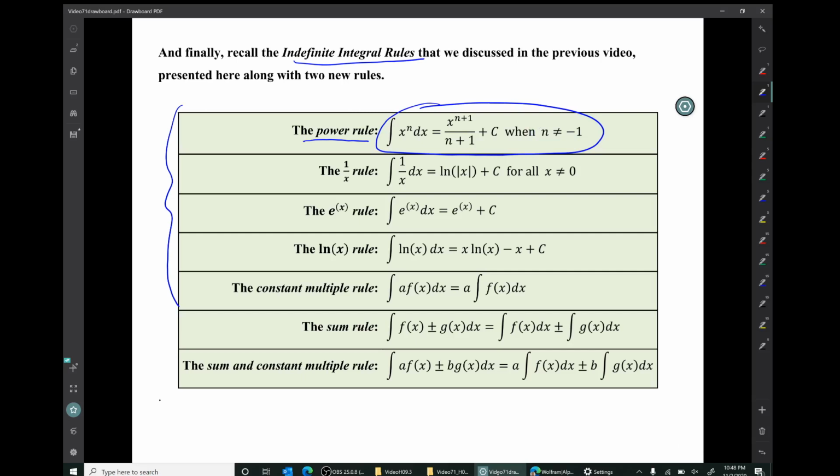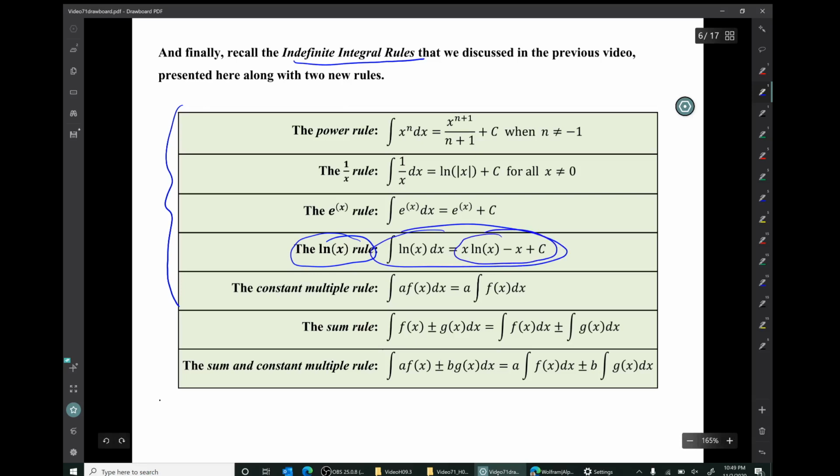In the one case where that power rule does not apply, we have the 1 over x rule. The indefinite integral of 1 over x is not found by using the power rule, it's found by using this rule. The indefinite integral of 1 over x is ln of absolute value of x plus c. We've discussed the e to the x rule. The indefinite integral of e to the x is e to the x plus c. That one is fairly obvious, not surprising. But this ln of x rule sort of came out of nowhere. The indefinite integral of ln of x is this surprising expression, x ln of x minus x plus c.